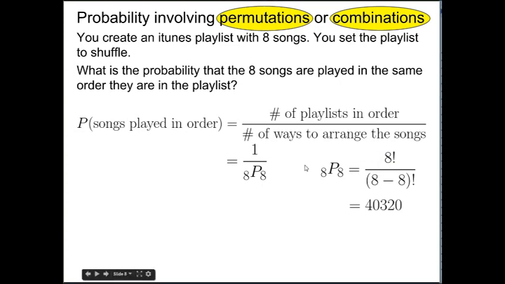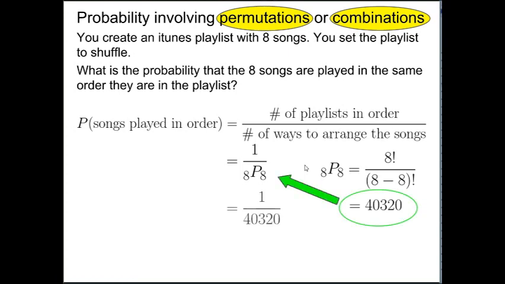And so what we're going to do now is plug in 40,320 into our denominator, and we get, for the probability of playing the songs in order, 1 over 40,320. As a decimal, we get 0.000025, and that's a very small number. I want you guys to notice that this number is very close to 0, and it's very unlikely to happen. So, the probability that we're going to play all 8 songs in the same order that they are in the playlist is very small.